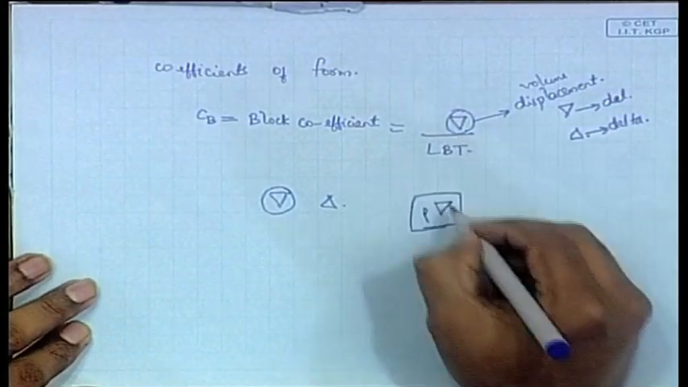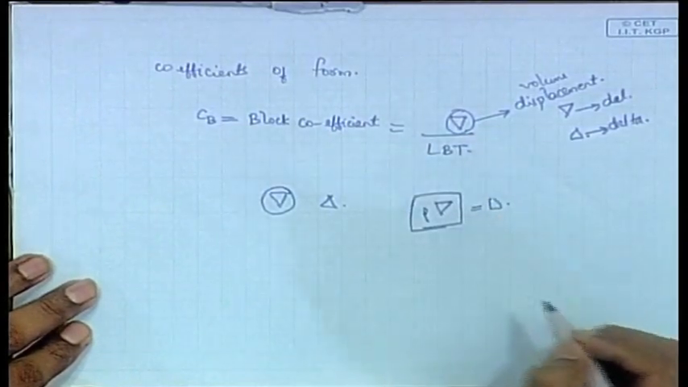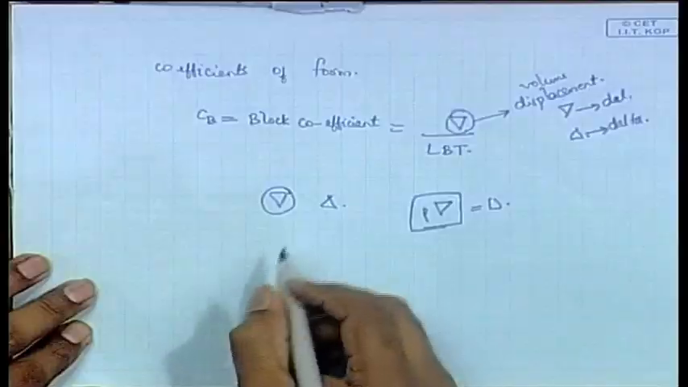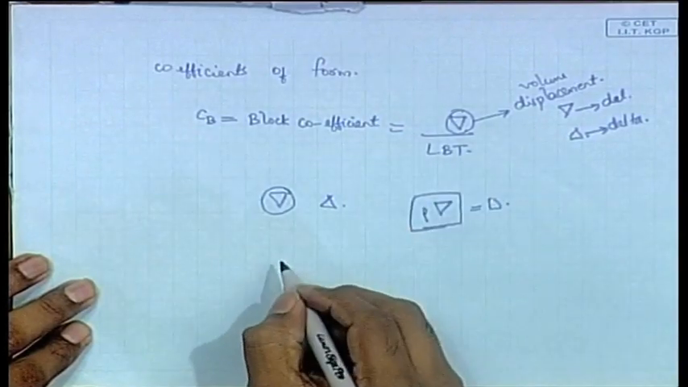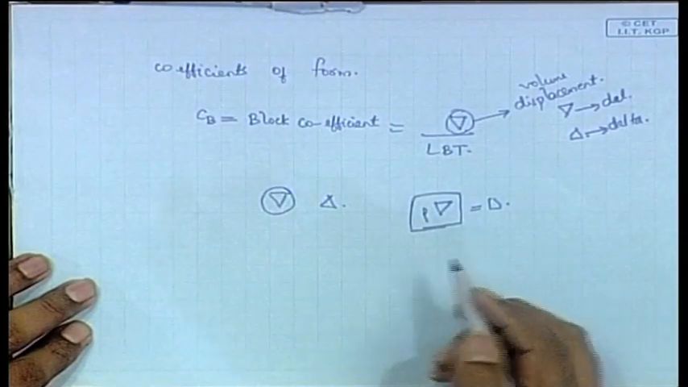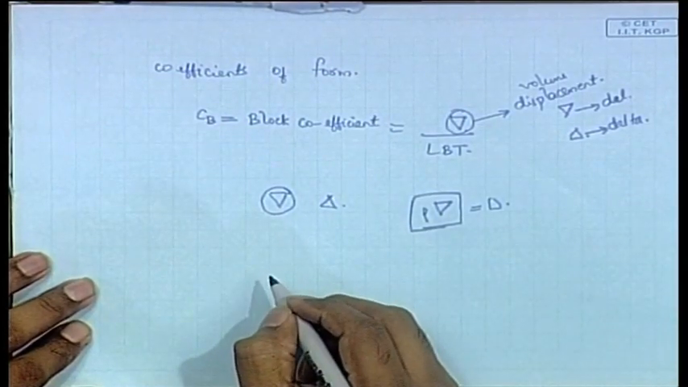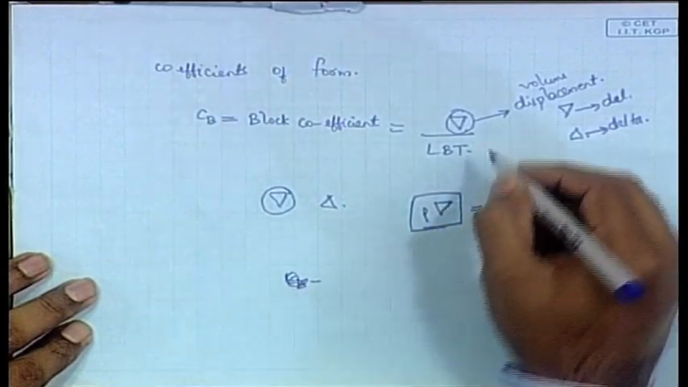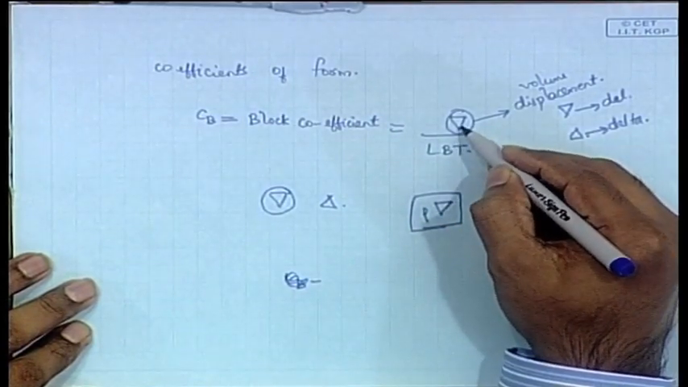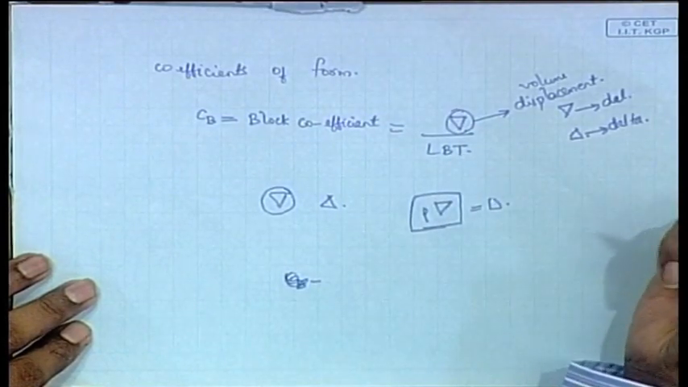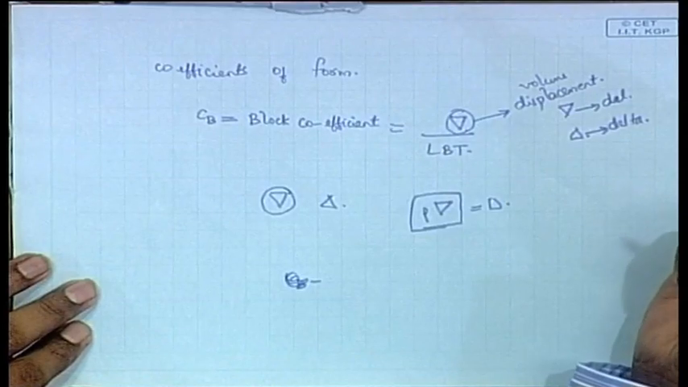But this rho into del is what you call delta. This is known as the mass of the ship, and into g will give you the weight of the ship. This is known as the displacement, and it is also given in the hydrostatic particulars, along with del. Then the block coefficient Cb is defined as del divided by LBT, where L is the length of the ship, B is the breadth of the ship, and T is the draft of the ship.